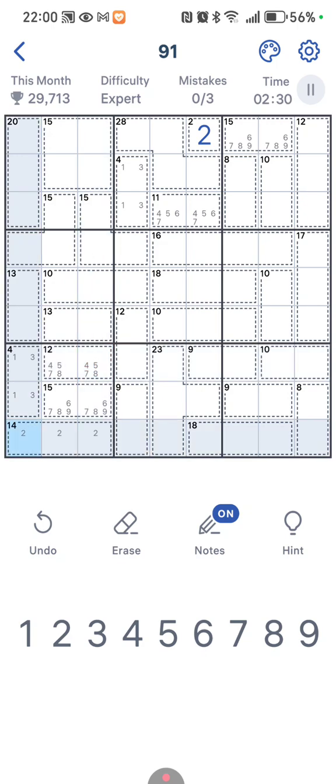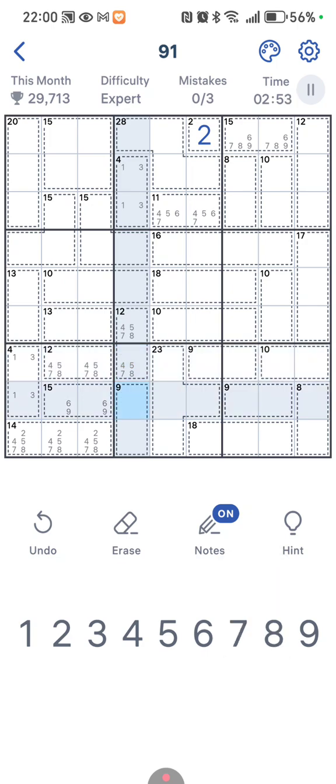And that means that's 12. So it's 4, 5, 7, 8, which means this has to be 6 and 9. Got there by process of elimination. And up here, 4, 5, 7, and 8.